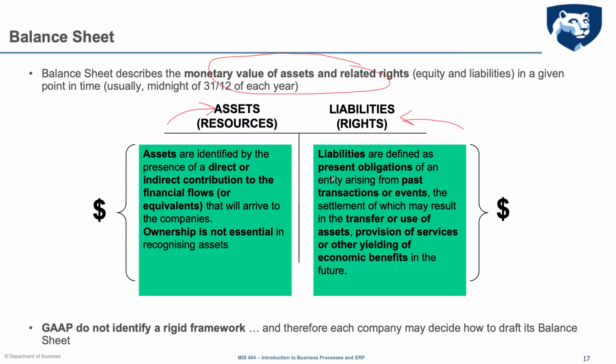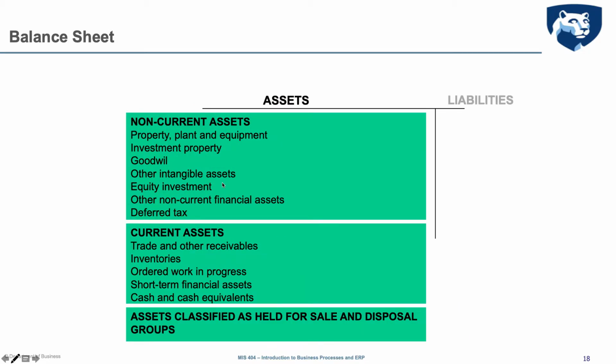What to include in each category is not strictly identified by GAAP. So each company usually has some degree of freedom in deciding what to include and how to value things in the balance sheet. But no matter what, this is usually the framework that you find. Assets are divided into non-current assets, current assets, and assets classified as held for sale and disposal group.